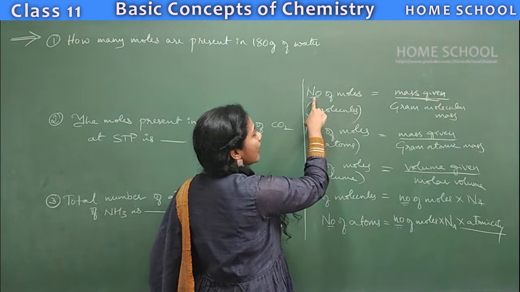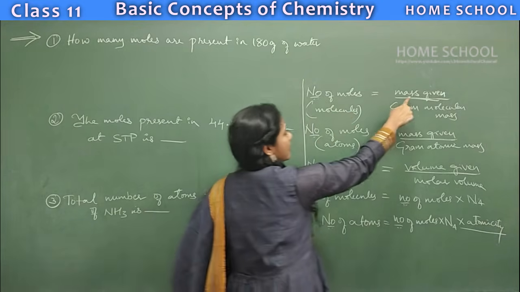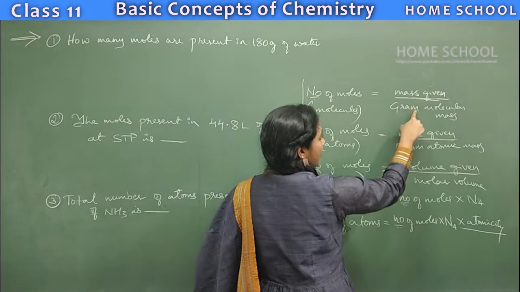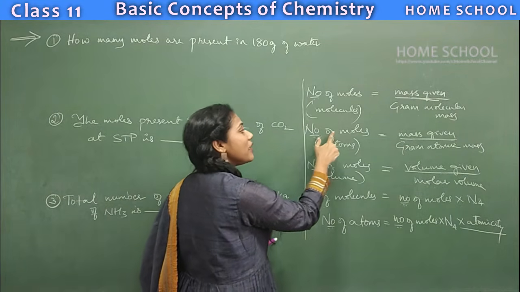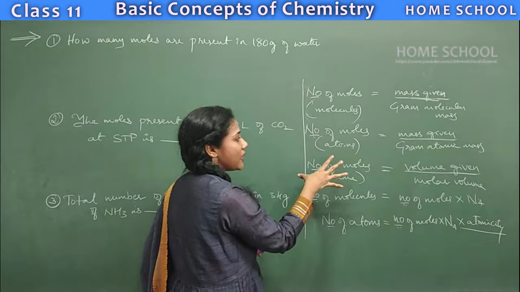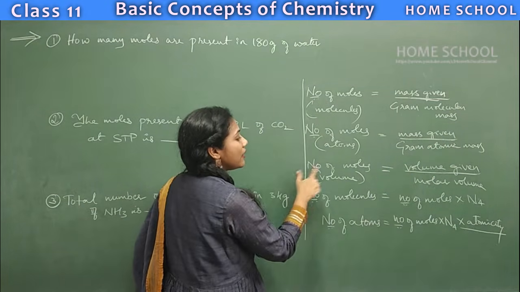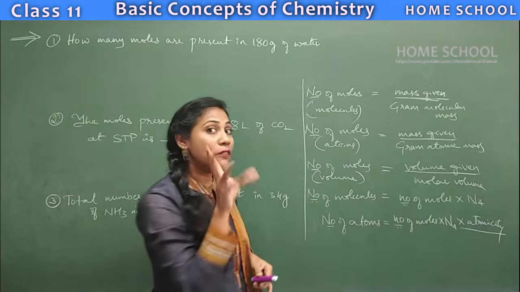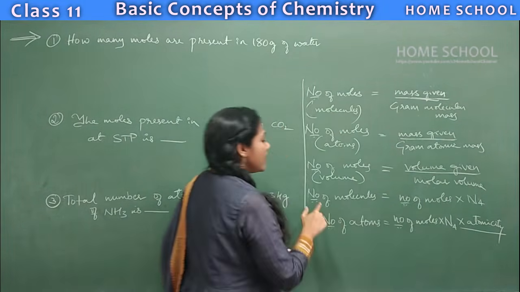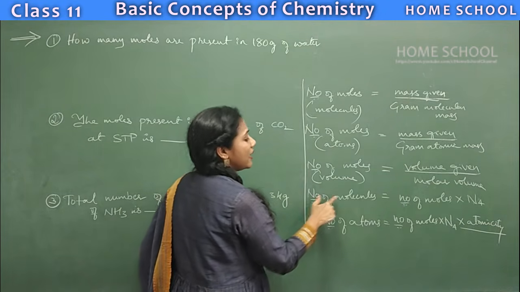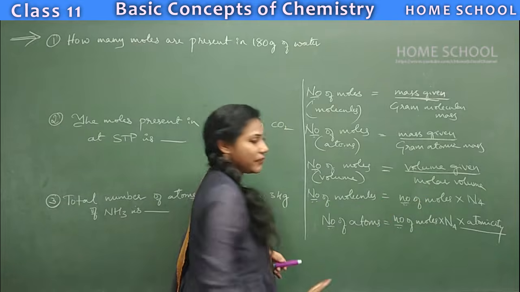We got to know how to calculate the number of moles for molecules, right? When mass is given, the formula is mass given by gram molecular mass. The next formula is calculation of number of moles in the case of atoms. It is mass given by gram atomic mass, and later number of moles calculation when volume is given. It's volume given by molar volume. Similarly, I gave formulas to calculate the number of molecules and number of atoms when moles or mass is given.